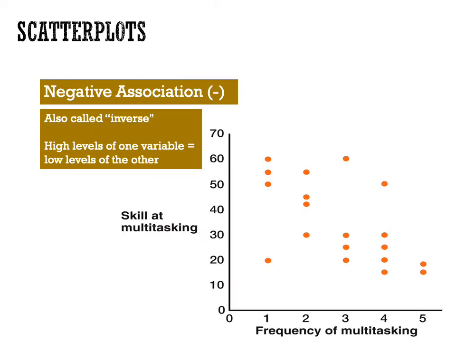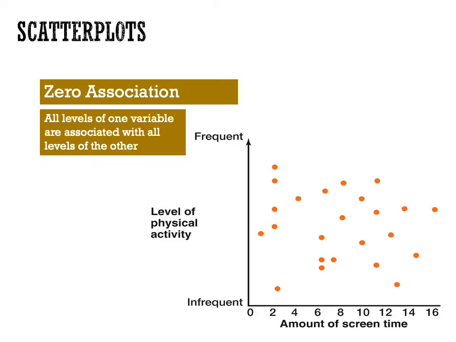Negative association is also called an inverse association, and this is when high levels on one variable are associated with low levels of another variable. And then when there's no association, that's when all levels of one variable are associated with all levels of another variable. There's no discernible pattern, so they're not related.